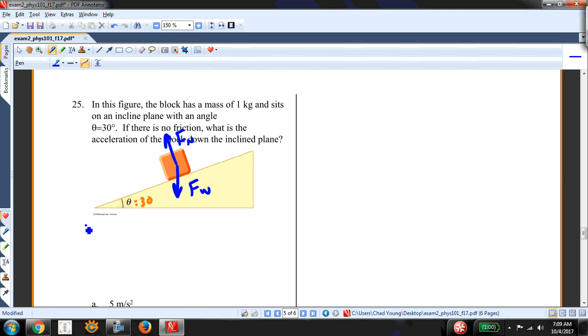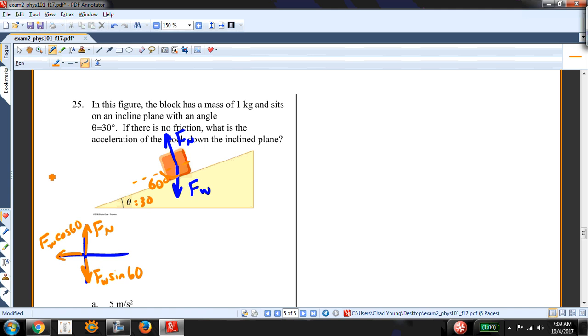And now we'll draw Fn. Remember, this angle right here is 60 degrees. So I have Fw cosine 60, Fw sine 60. Okay, so let's keep that.